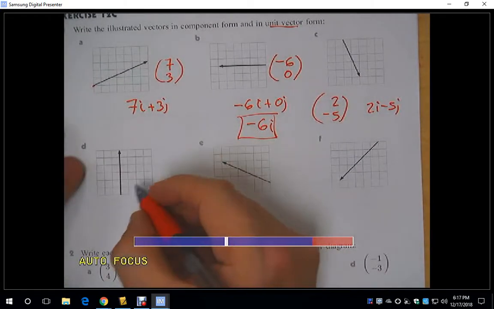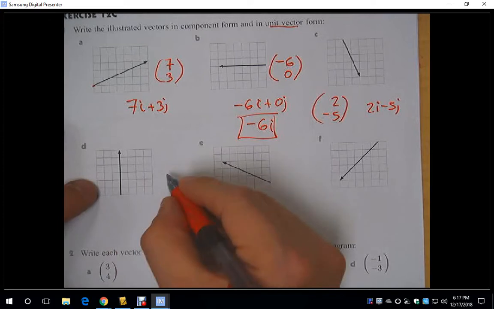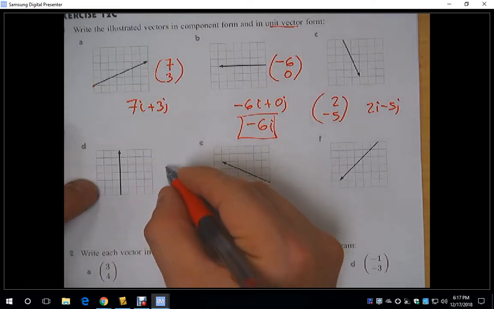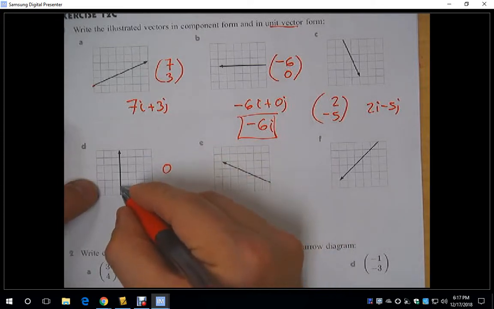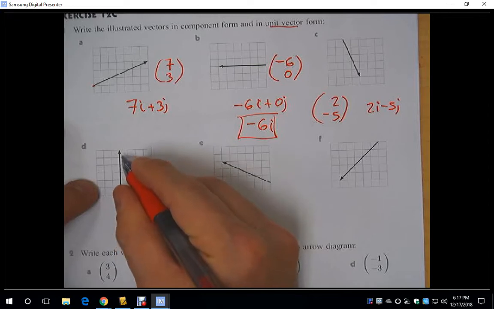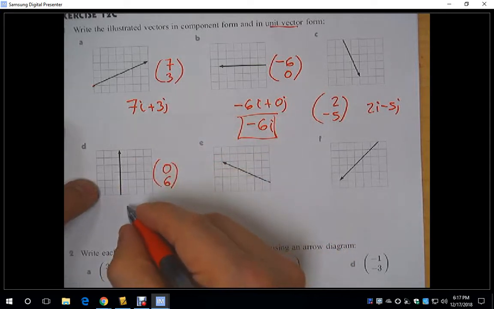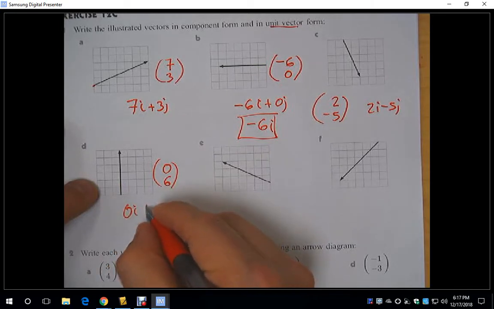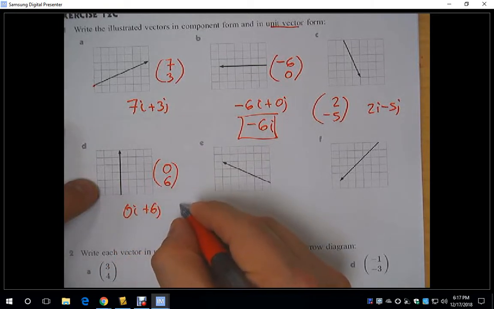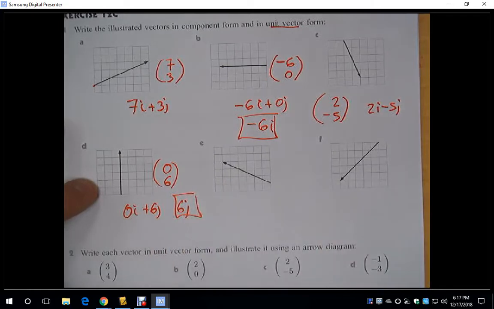The next one, we are moving 0 spaces left to right, so in component form we have 0 and 1, 2, 3, 4, 5, 6 units up. And then unit vector form would be 0i plus 6j, or just 6j. That would be fine as well.